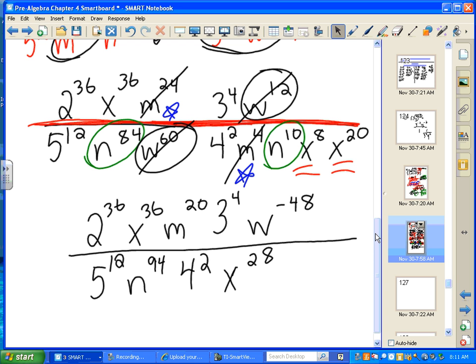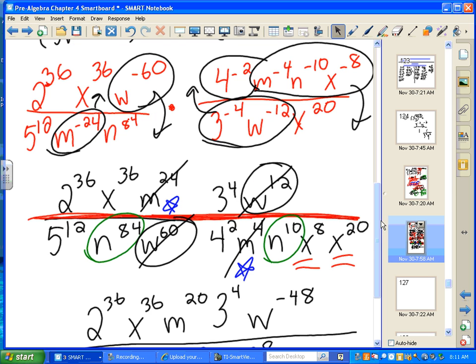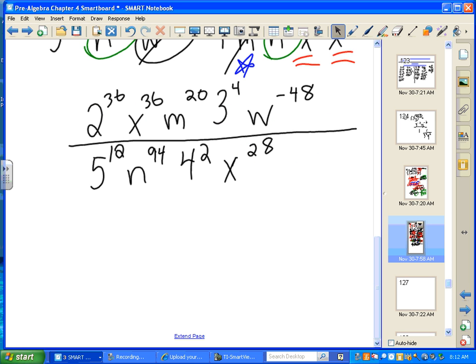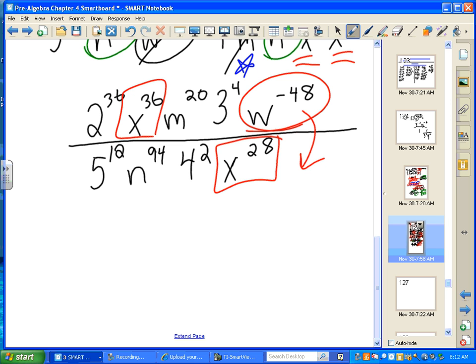Zach, you good? Okay, now what can we do? Sean, what can we do? That's whatever you guys want. We could even simplify and move the negative in the same step. You know what I mean? Because moving the negative is still considered our simplify step. So let's move that, Sean, and then what else can we simplify? Anything else you guys see?